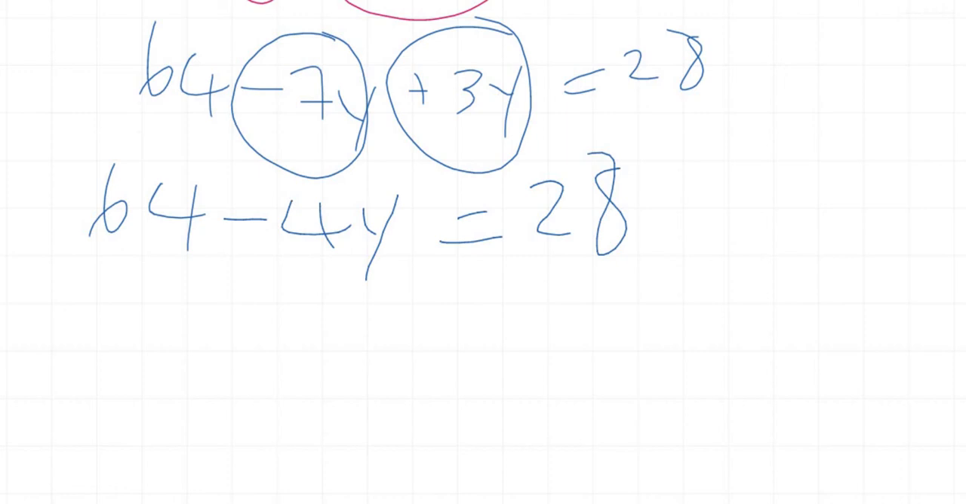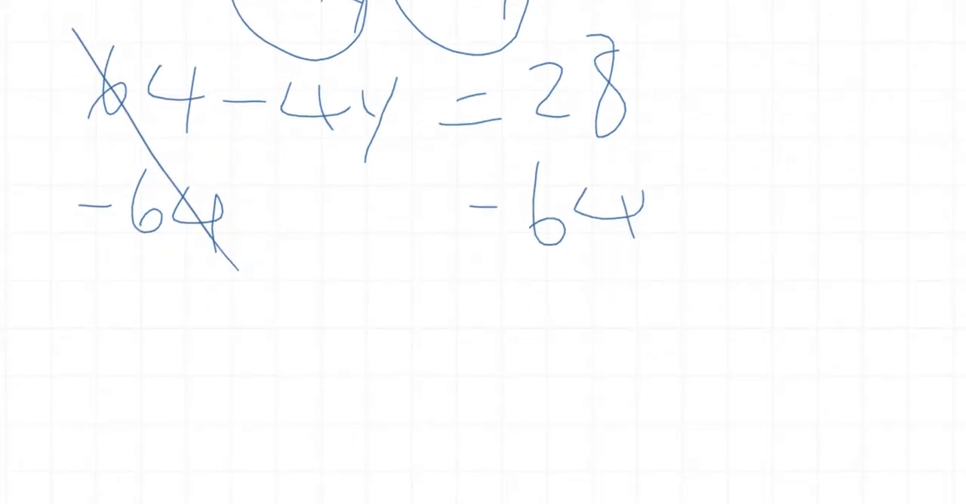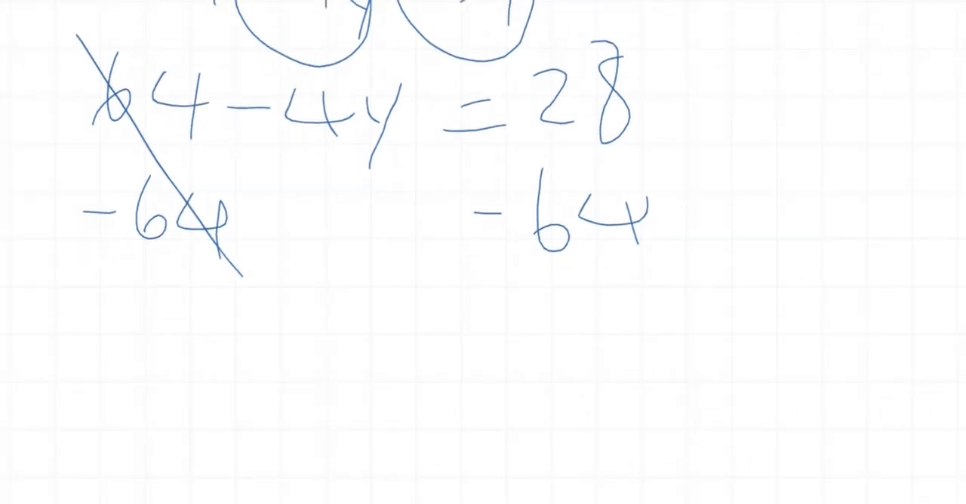So what we have to do is subtract both sides by 64. We subtract because to get rid of the 64, we have to apply the opposite term of 64, which is a negative, and that gives us 0. Then 0 minus 4y gives us back negative 4y.